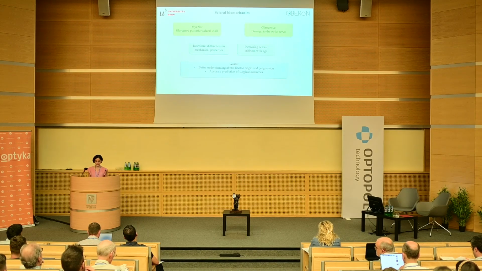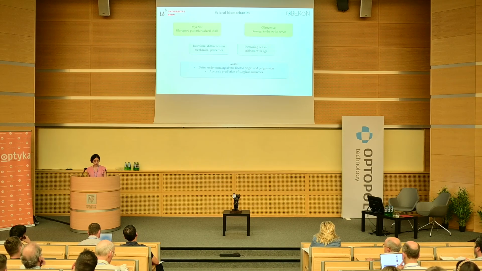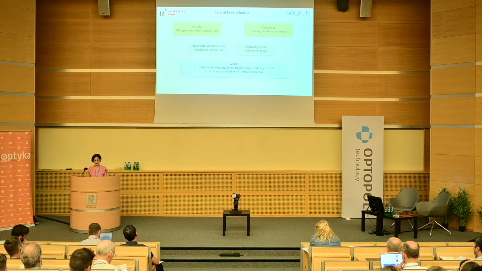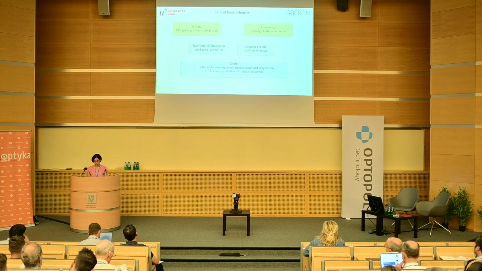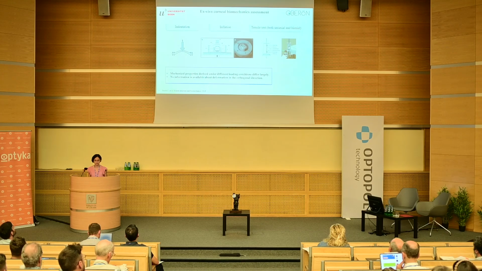Apart from this, the individual differences in mechanical properties of the sclera and the increasing scleral stiffness with age made researchers work on sclera biomechanics to have a better understanding of the disease origin and its progression, and also to have accurate prediction of surgical outcomes. Because of that, a lot of research has been done by now, using indentation, inflation, and also uniaxial and biaxial tensile tests for assessment of the biomechanical properties of the sclera, cornea, and other tissues of the ocular system.